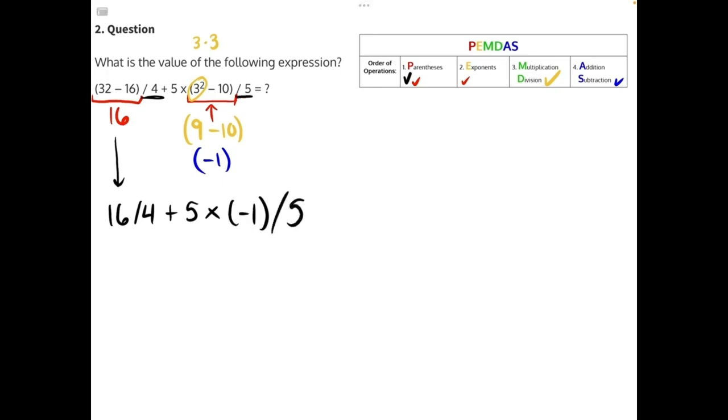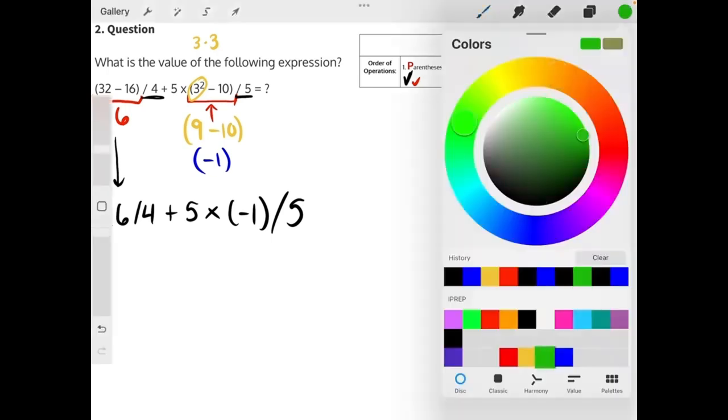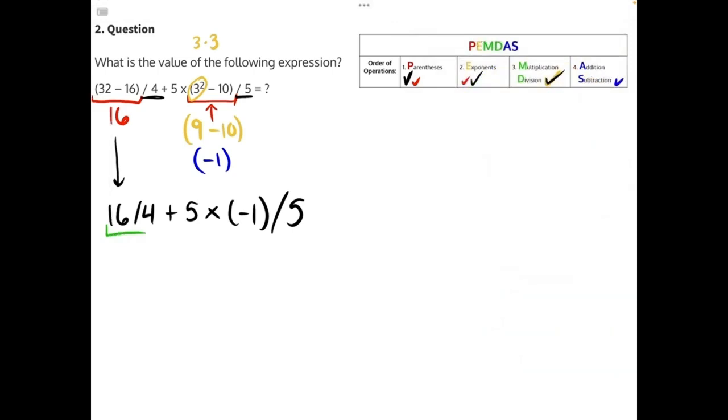Now we can continue doing our order of operations. So we did our parentheses. There are no exponents, so now we are on to multiplication and division. Here we have one division problem, one multiplication problem, and another division problem that will use the result of that multiplication problem. So let's go from left to right.